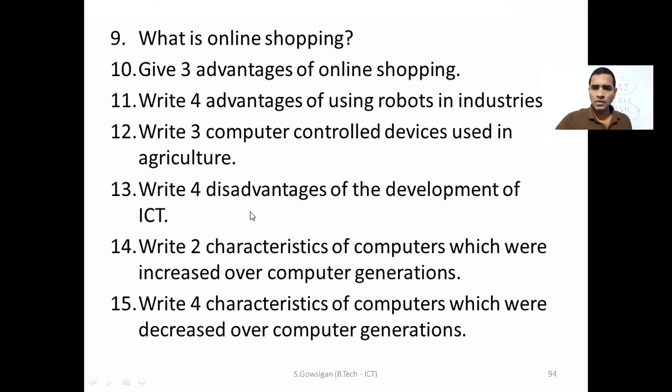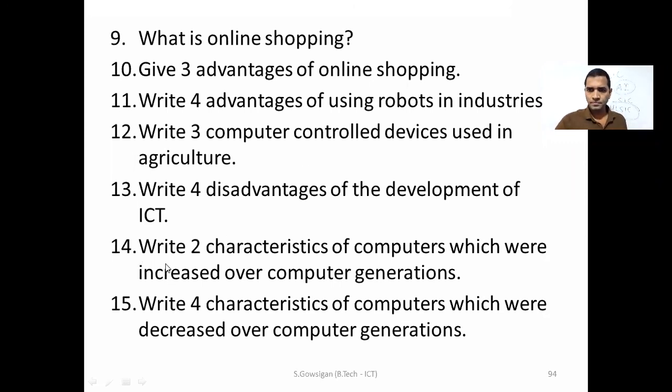Number 13, write 4 disadvantages of the development of ICT. We have many, right? Addiction to computer games, building unsuitable relationships in social media such as Facebook, spreading rumors on social media in order to affect someone's life, and also editing young girls' and other females' photographs in an unwanted way and blackmailing them. So there may be many, right?